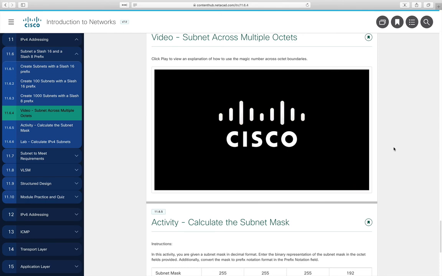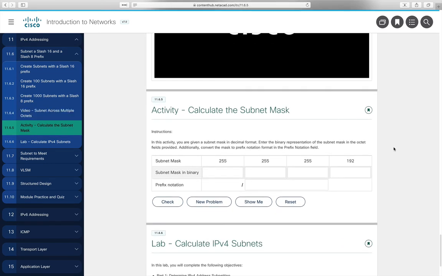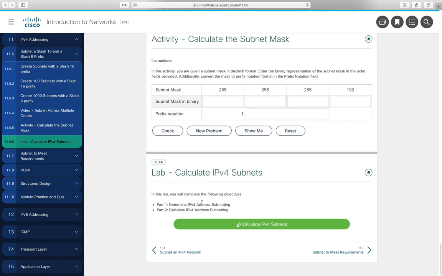Okay, moving on to section 11.6.5, we have an activity which is calculating the subnet mask. Basically, they're giving you the subnet mask and asking you to convert that to binary, and then once you do that, figure out the prefix notation. Once you do that, you can do a check and then a new problem. So you can go through and do those on your own.